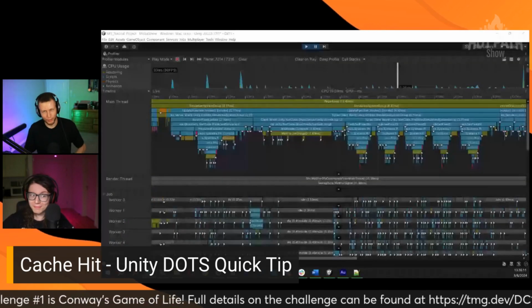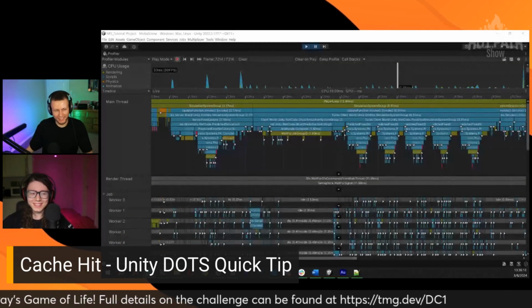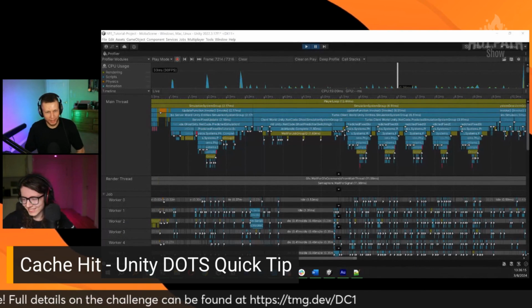All right, and so with that, we can move over into our cache hit, the Unity DOTS quick tip of the week, which is something that I learned about as early as this morning. Is it related to the DOTS Bootcamp? It is related to the DOTS Bootcamp. So yeah, this is something that I learned on the DOTS Bootcamp today.